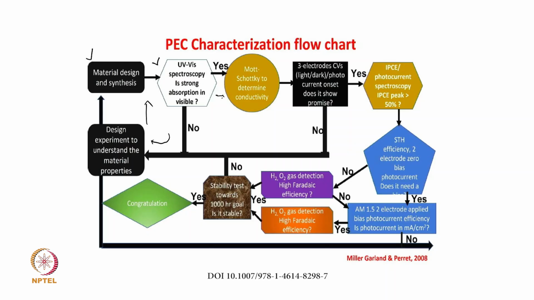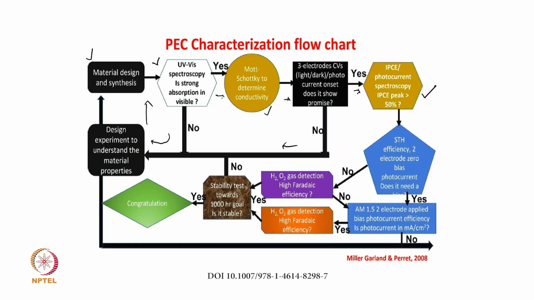If it is yes, then we will do a conductivity measurement. Okay, so if the conductivity measurement is also good, then we have to check the current onset. Okay, if this is also yes, then we will do an efficiency measurement. Okay, if it is no, then we have to follow this path again, check the design of the material, synthesis of the material, coming back with UV visible, and then come out of this loop.